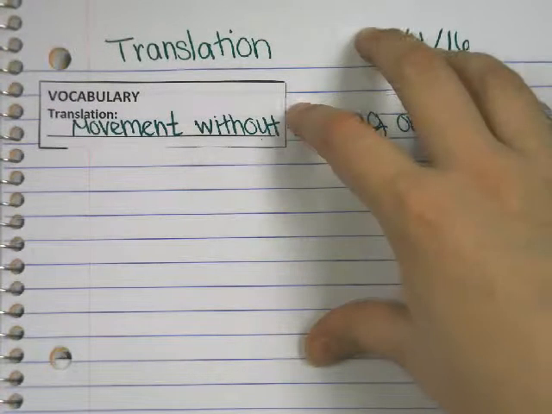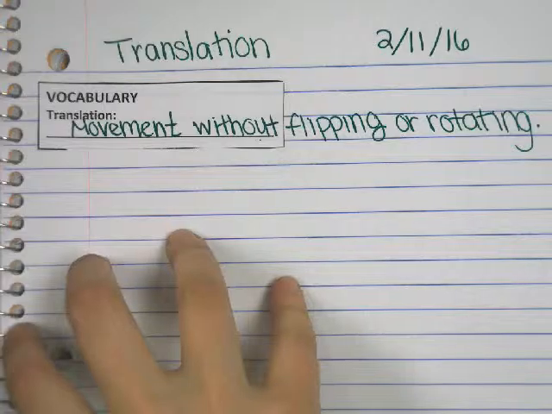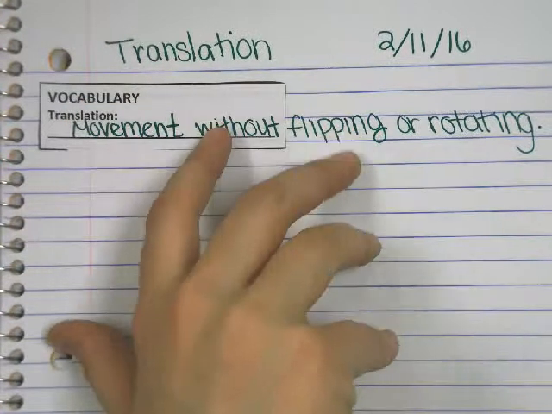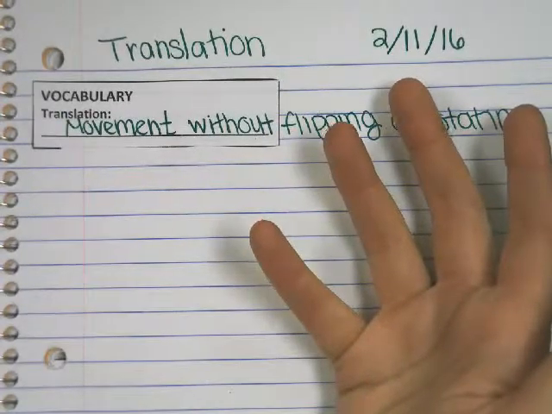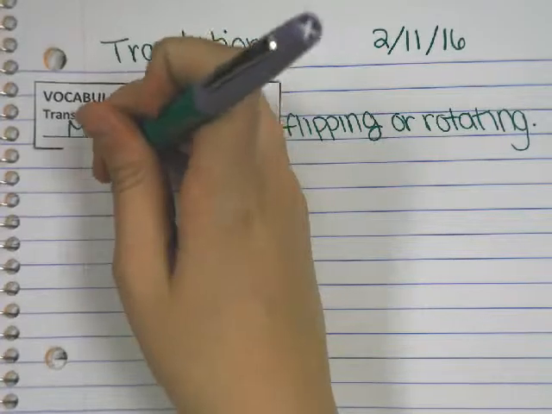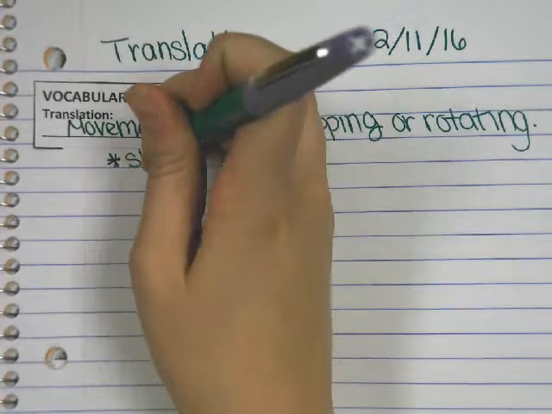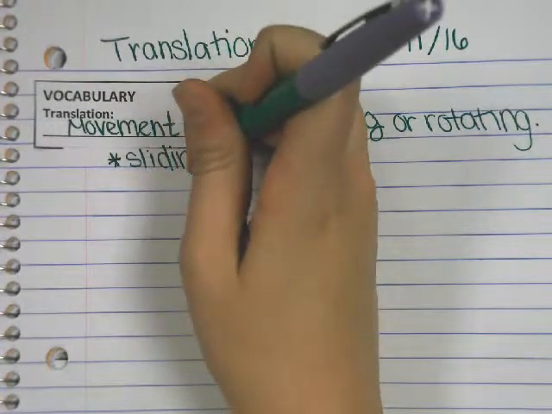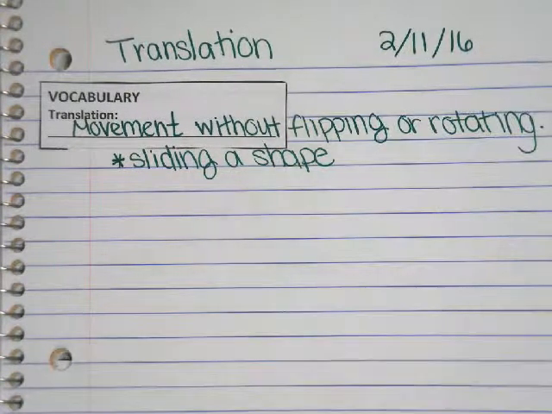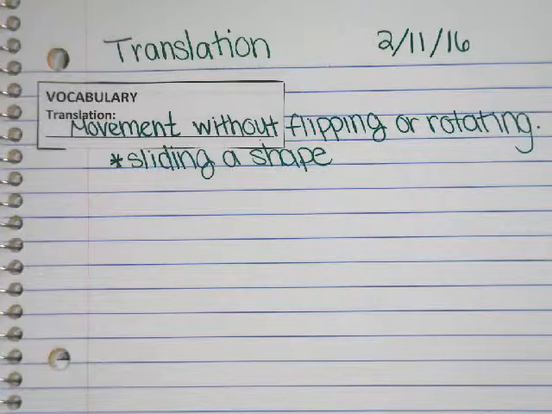We could move it sideways, down, or at a diagonal. But the idea is that we're not going to rotate it at all. We're also not going to flip it over. We're just going to move it. You can also think about this as sliding a shape. No flipping, no rotating involved.